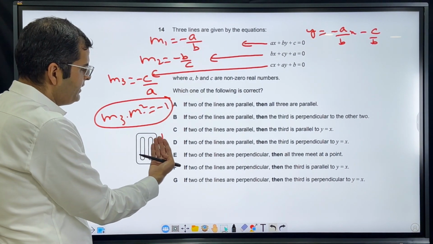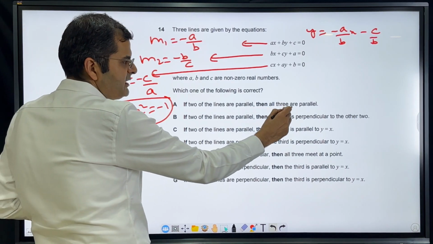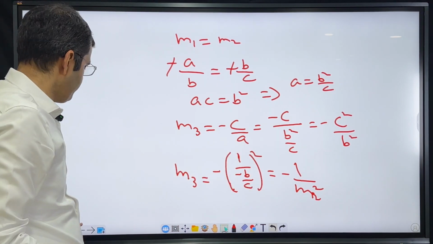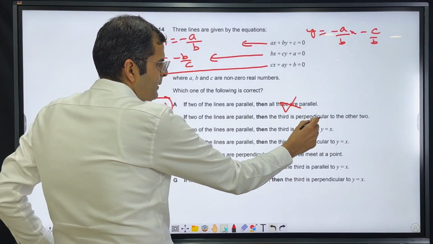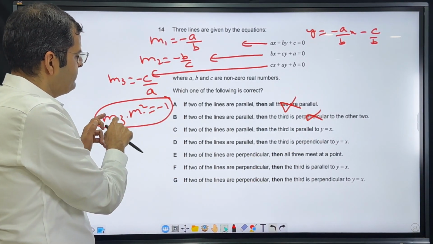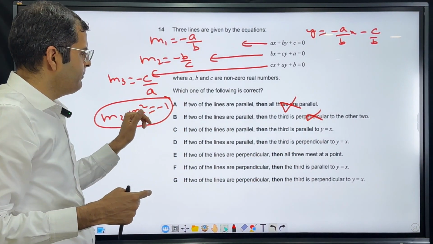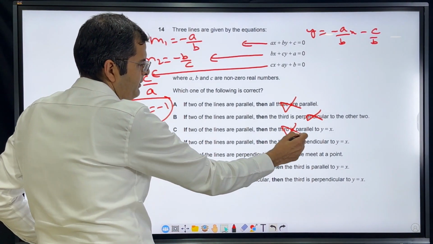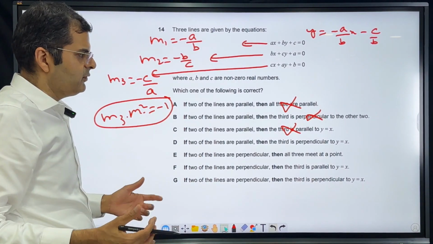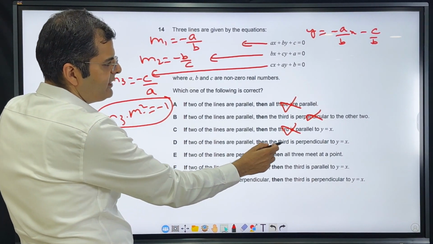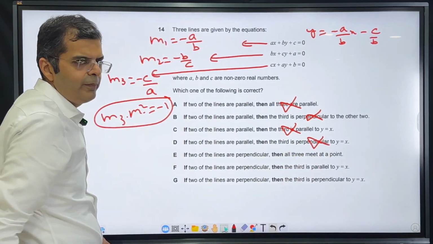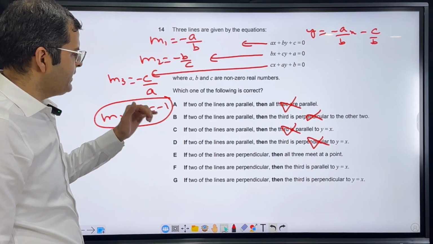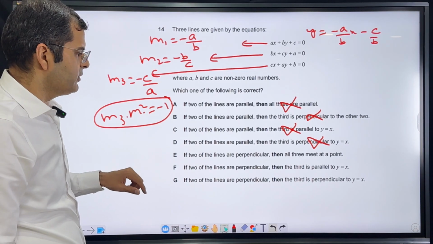So that means 'if 2 lines are parallel, then the third line is parallel' is incorrect, because the slope m3 comes out to be minus 1 upon m2 square. 'Then the third is perpendicular to the other 2' is also incorrect, because m3 into m2 should be minus 1, not m3 into m2 square. 'If 2 lines are parallel, then the third line is parallel to y equal to x' is incorrect because the third line's slope is not equal to 1. 'If 2 lines are parallel, the third line is perpendicular to y equal to x': the slope of y equal to x is 1, so for perpendicularity m3 would need to be minus 1. But m3 is minus 1 upon m2 square, so it will depend on the value of m2.